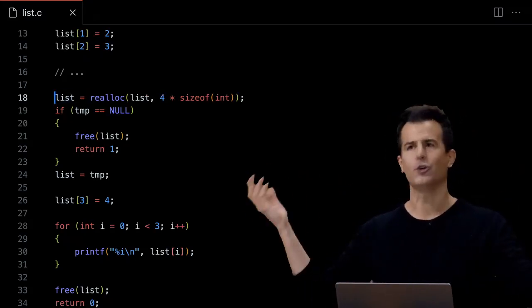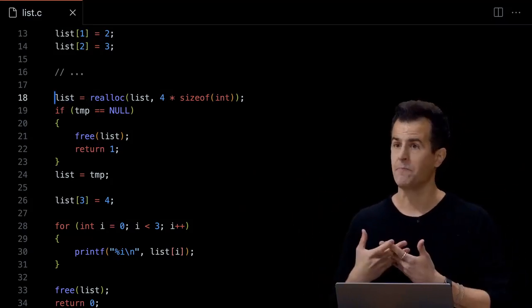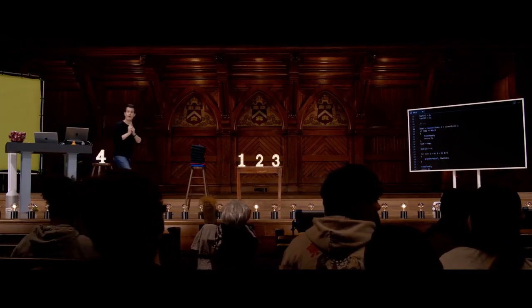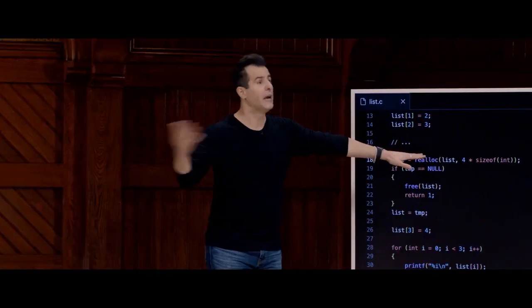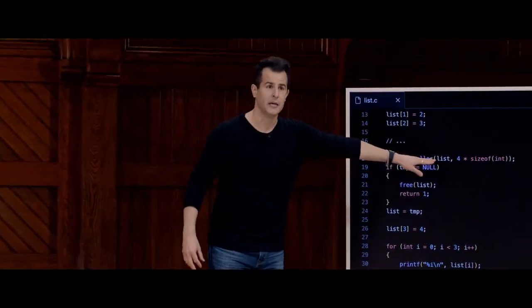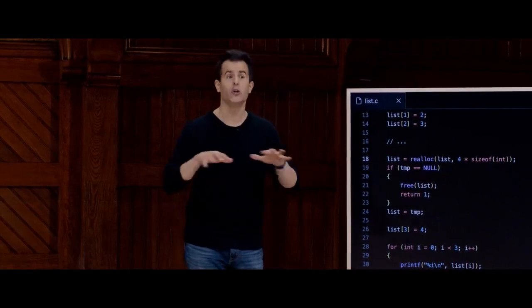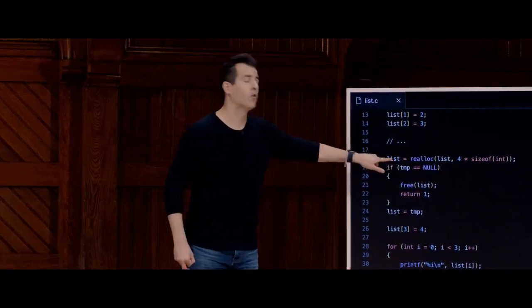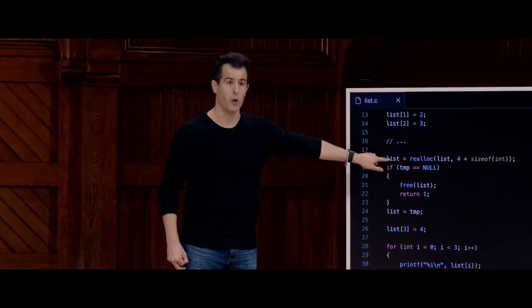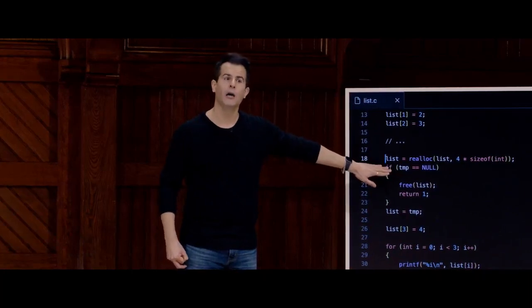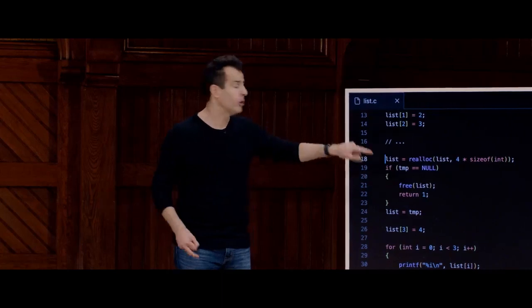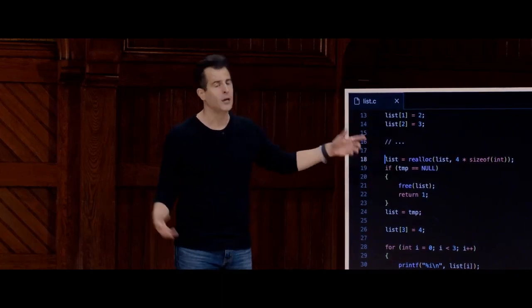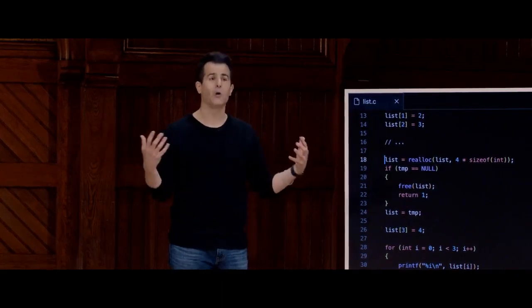OK, so let's not introduce temp. Let's just use list. But here's where a memory leak might happen. In the off chance realloc fails and doesn't have enough memory for your 4 bytes, therefore it returns, by definition, null. You can't overwrite the original value of list with null to then check it. Why? Because now who remembers where the original 3 bytes were? If you prematurely change the value of list, you've lost. You've leaked memory in that sense.